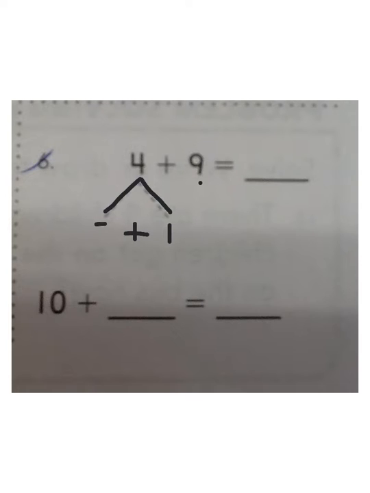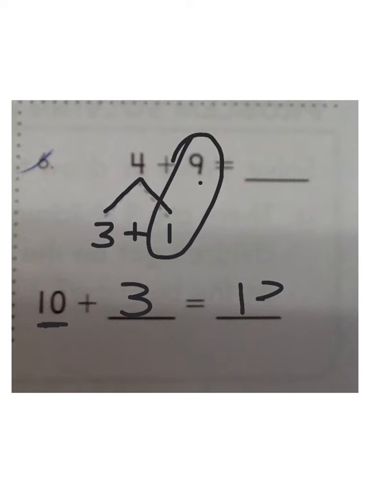Well, I know that 3 plus 1 equals 4. So I've done the hard part. I've made my 10. 9 plus 1 is 10. That's where that 10 comes from. 10 plus 3 is 13. So 4 plus 9 is 13.